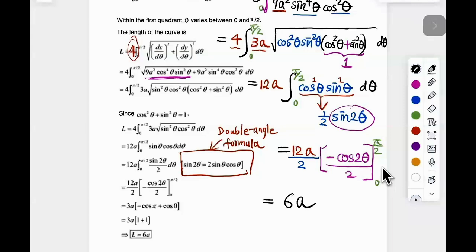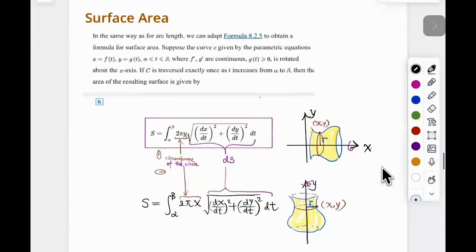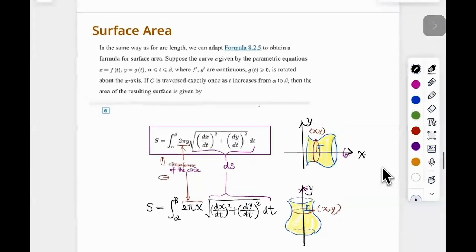Wow, this is a good review for integration techniques. All right, last topic over here. Last topic, isn't it exciting? So the last topic here will be surface area. Do you guys remember the surface area formula?